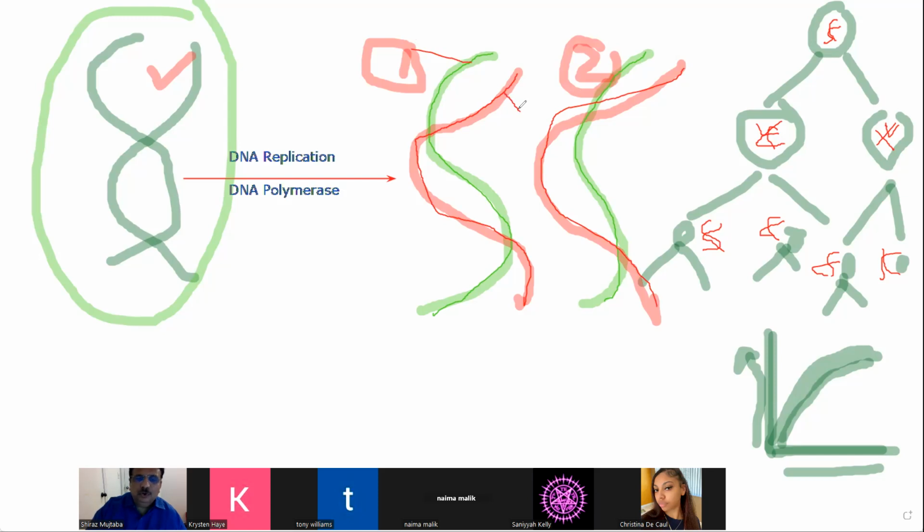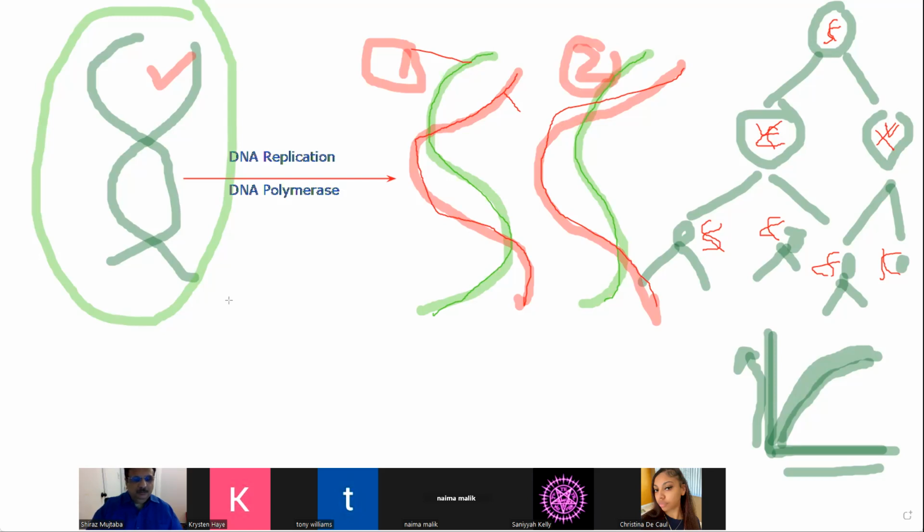Such a mode of replication is called semi-conservative replication, where one strand is old, one strand is new. The importance of the old strand is that it serves as a template for the synthesis of the new strand. Now, what do I mean that it serves as a template?